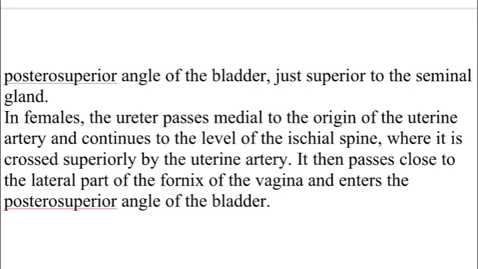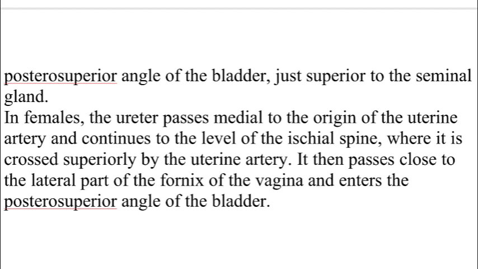What about the females? In females, the ureters pass medial to the origin of the uterine artery and continue to the level of the ischial spine, where they are crossed superiorly by the uterine artery. So in females, the uterine artery lies superior to the ureter. The ureter in females passes close to the lateral part of the fornix of the vagina and enters the posterior superior angle of the bladder.